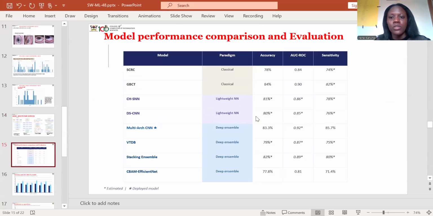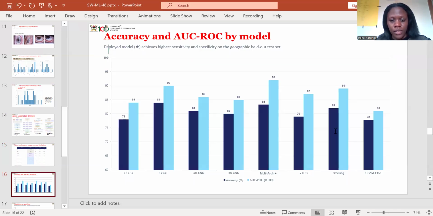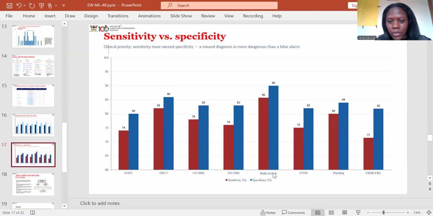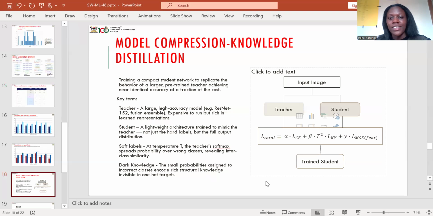So for the model performance comparison and evaluation, we have our models showing the accuracy, the area under the ROC curve, and the sensitivity. And our deployed model, the multi-architecture CNN, you can see it has the highest accuracy, AUC, and sensitivity. According to this, you see here our deployed model, the multi-architecture, has the highest accuracy. Also on this one, it is our deployed model that has the highest sensitivity and specificity.